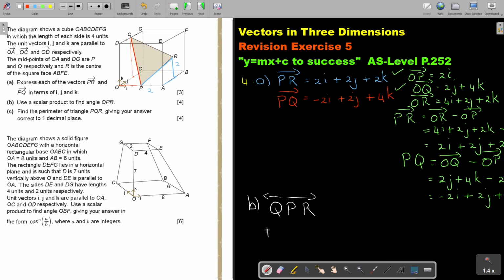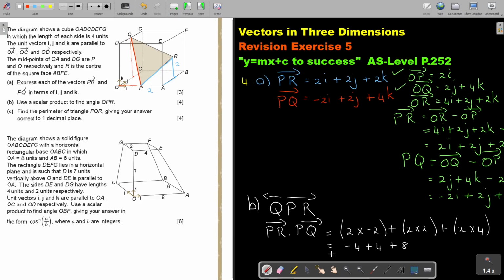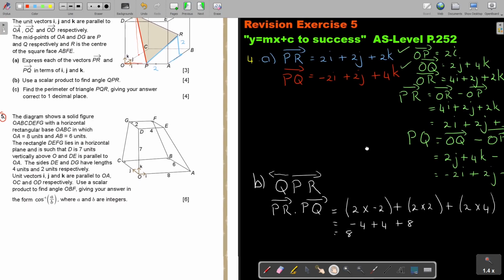So it's actually PR times PQ, and now I multiply: 2 multiplied by negative 2, plus 2 multiplied by 2, plus 2 multiplied by 4. Okay, and that's negative 4 plus 8, which will just be 8. That's the scalar product. So find the scalar product, it's just 8. And then they go on.